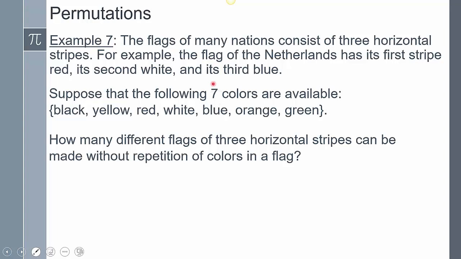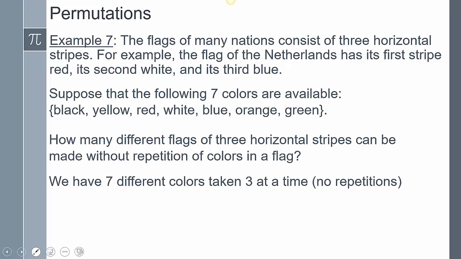So it's saying we have 7, and I'm choosing 3 colors. So that's 7 different colors taken 3 at a time, and there's not going to be any repetitions. So that's just 7P3, which is 7 factorial over 7 minus 3 factorial. And so that's just going to be 7 times 6 times 5, which is 210.